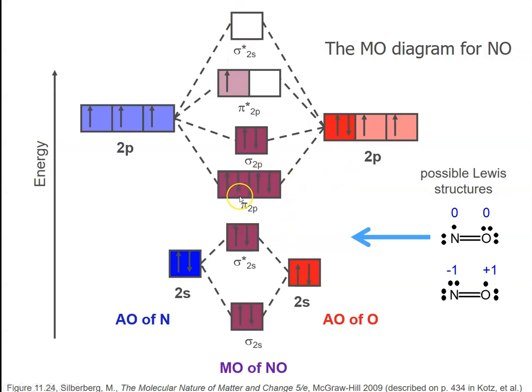So we put them 1, 2, 3, 4. Not in that order, I would actually put them in this order: 1, 2, 3, 4, 5, 6, 7. So we have 6 electrons in bonding molecular orbitals and 1 in a non-bonding molecular orbital.